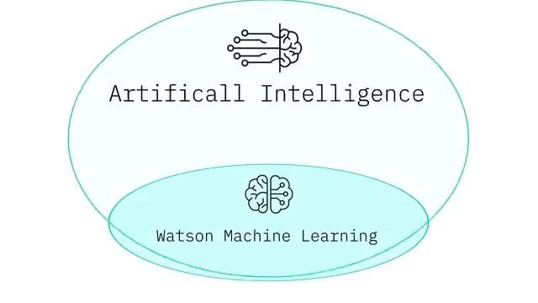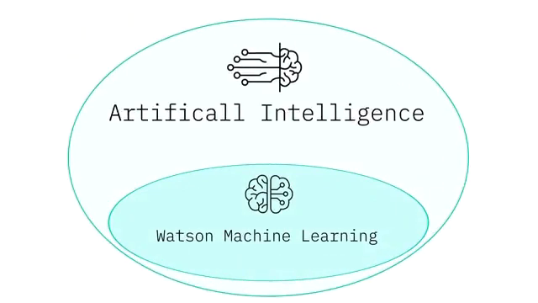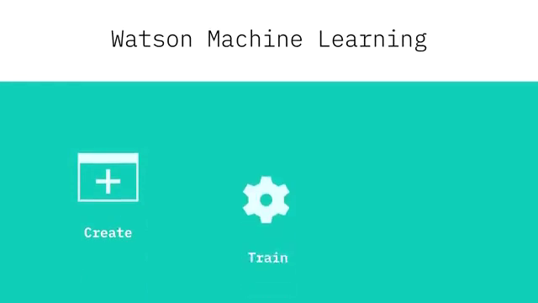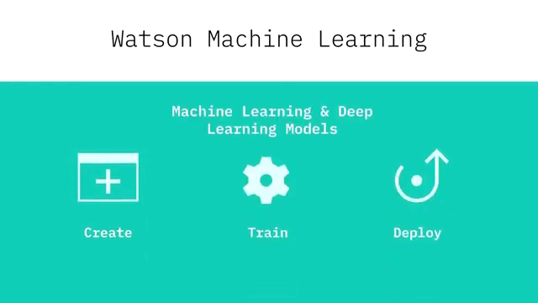Machine learning is a subset of AI that uses computer algorithms to analyze data and make intelligent decisions based on what it has learned. With Watson Machine Learning, you can use your own data to create, train, and deploy machine learning and deep learning models. Watson Machine Learning gives computers the ability to learn without specific programming.